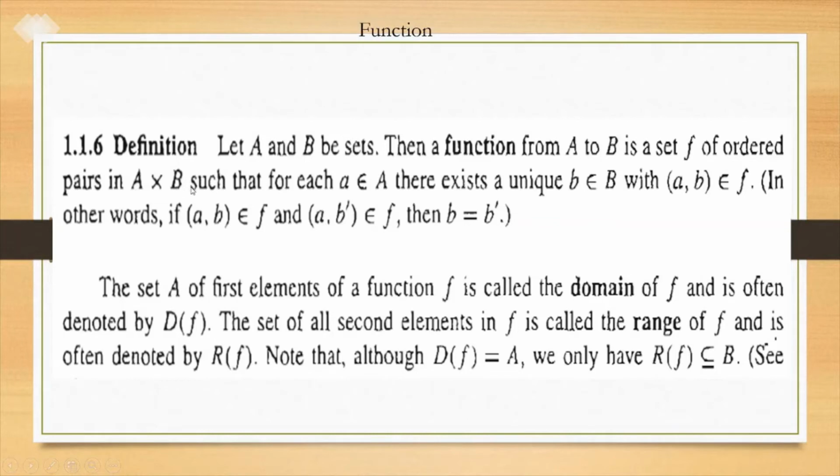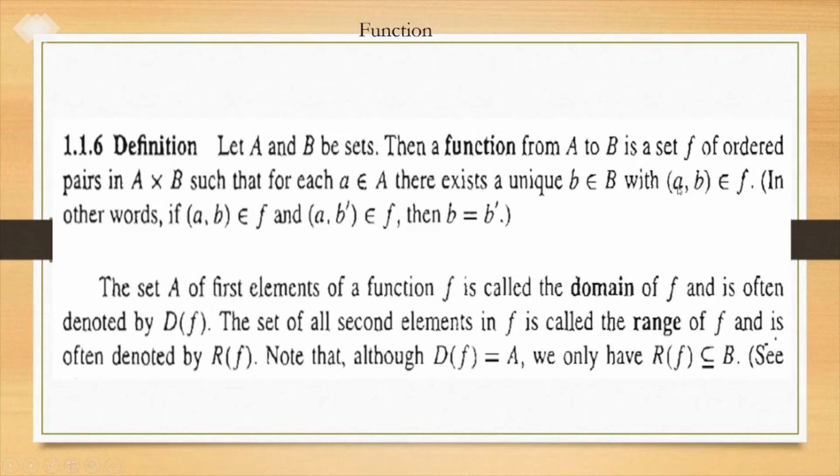Now what is the property of that particular relation? The property is that for each element a of A there exists a unique b in B with (a, b) belonging to F. So now we have this F as a relation. Now, the ordered pair (a, b) belongs to F means what?